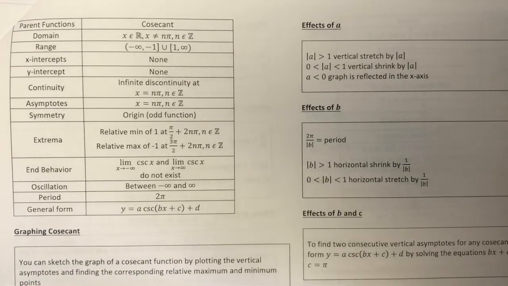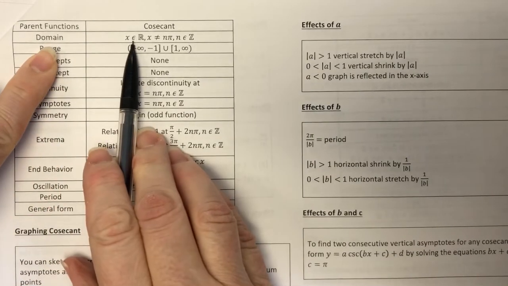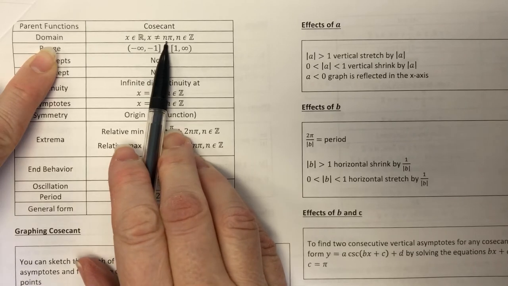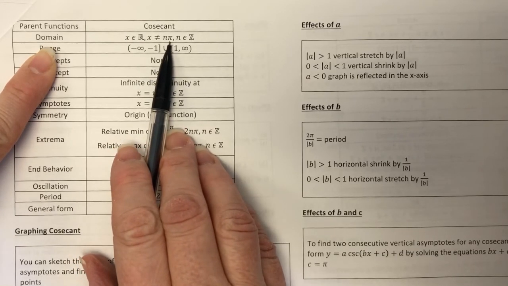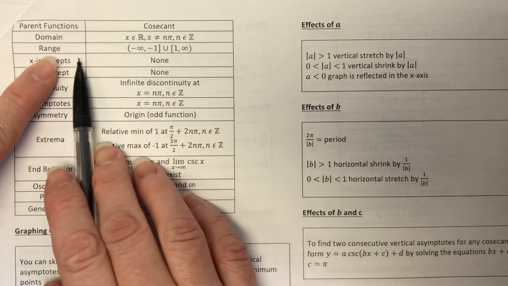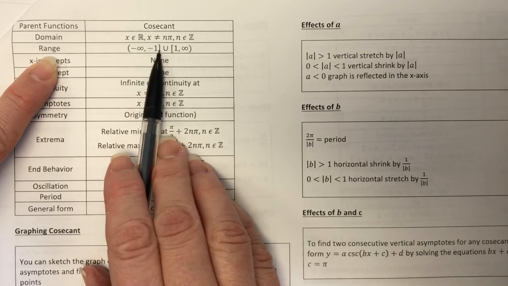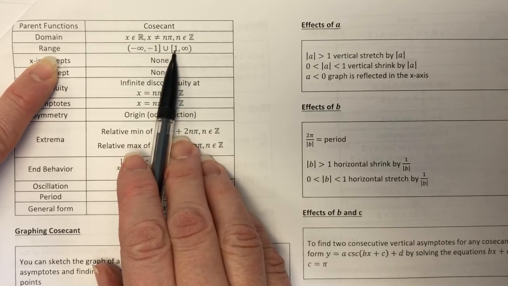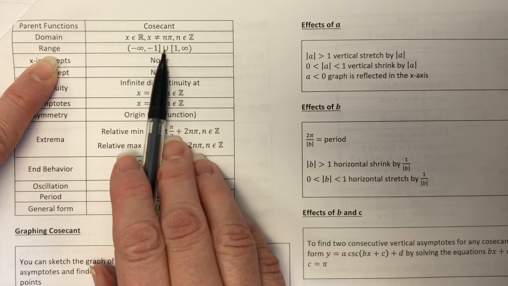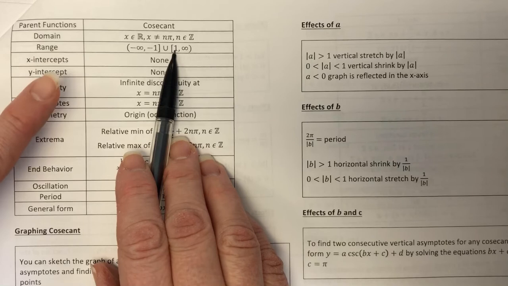So let's take a look at the information that we have for cosecant. So there's that domain. Domain is all reals except, and again, this is for the parent function, all the multiples of pi: 0, pi, 2 pi, 3 pi, and so on. The range: the graph only exists from negative infinity to negative 1. It stops, and then from positive 1 to infinity. So in between negative 1 and 1, the graph does not exist for cosecant.